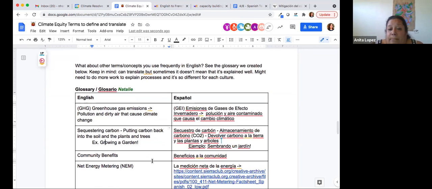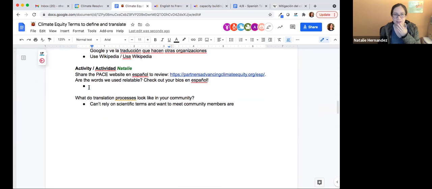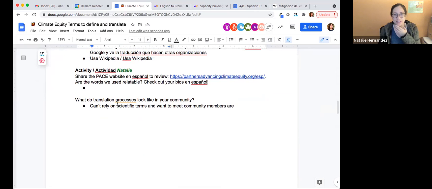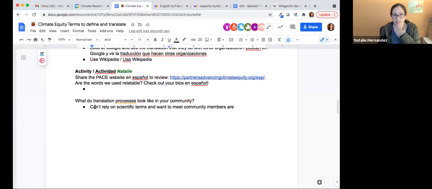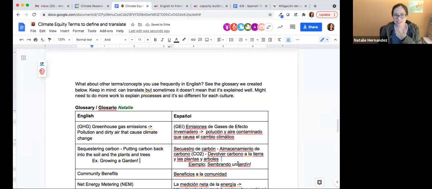So I am trying to take notes on this as we're talking. We have a question here: what do translation processes look like in your community? And it sounds like, Anita, you don't want to rely on scientific terms, you want to meet community members where they are at. And then I did note you're growing a garden, because I think that's great. And we have it as another way to say sequestering carbon, right?